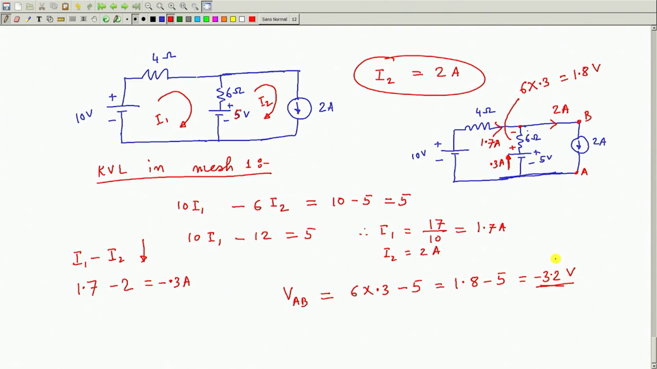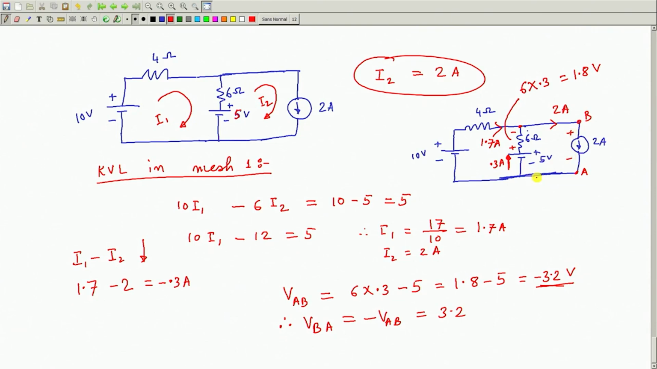So, potential of A with respect to B is minus 3.2 volt, okay. Which means that VBA will always be the negative of VAB, that is 3.2 volt, that is the potential, the voltage drop actually here will be like this. B is at a higher potential compared to A.